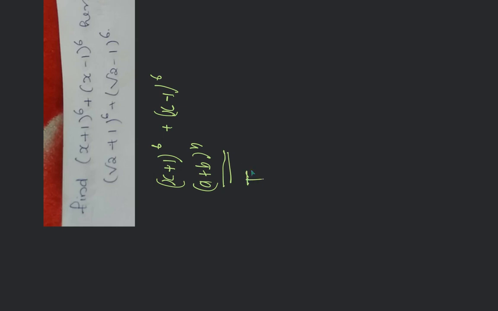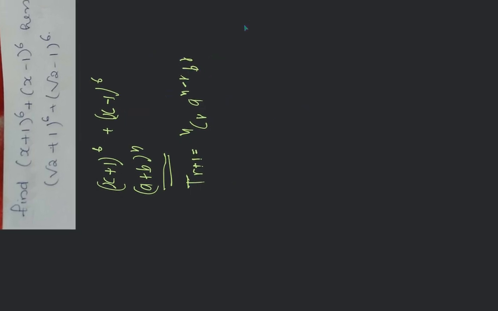If we talk about the rth term, it will be t(r plus 1). We know that in binomial expansion, the t(r plus 1) term is given by the formula nCr into a to the power n minus r into b to the power r. This is the formula of the general term in binomial expansion. We also know that if the power is n, then we get n plus 1 terms. Here the power is 6 in both, so we get 7 and 7 terms.